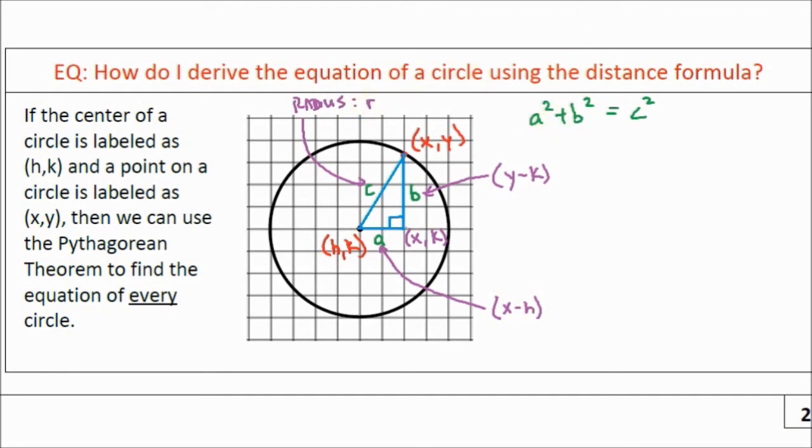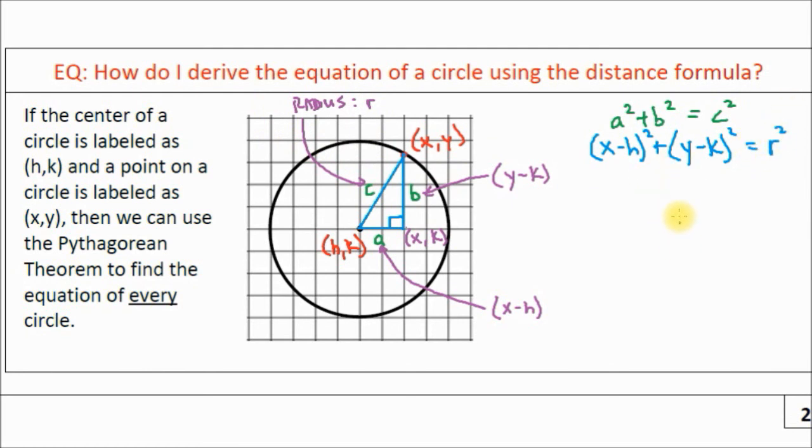All we have to do now, class, is substitute. So if a squared plus b squared equals c squared, then we know that a is x minus h, so I can substitute x minus h for a. b is the same as y minus k, so I can substitute that for b. And c is just the radius, so I can make that the radius. Now do you see what we did right here?